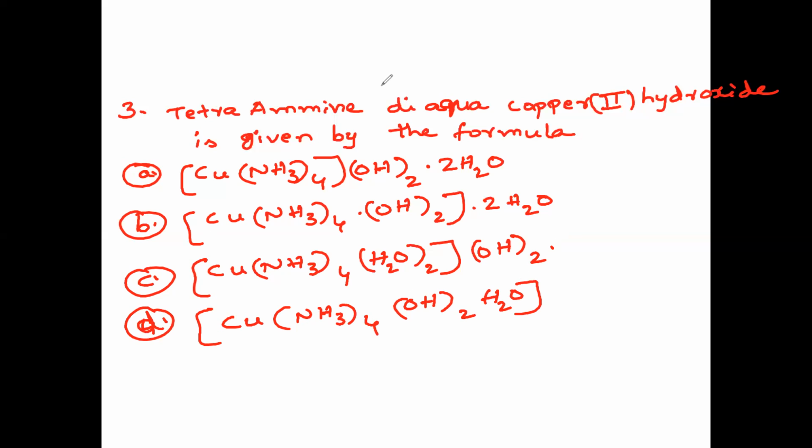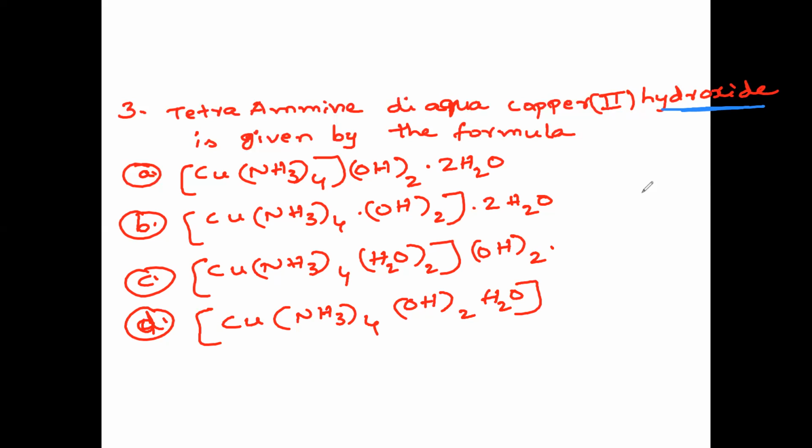Now let us answer this question. I'll discuss this question now. They have given tetraamine, which means amine should be 4. In all the options, amines are 4 times. And diaqua means there should be 2 water molecules, that is H2O taken 2 times. It should not be 2H2O. And copper(II) hydroxide: hydroxide should be outside. It can be any number.